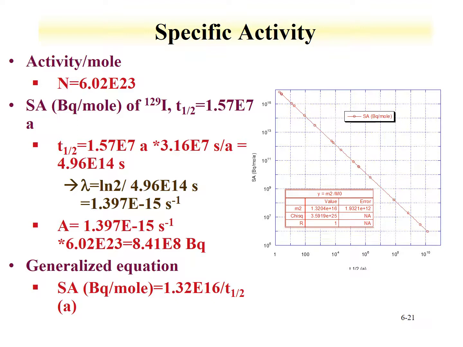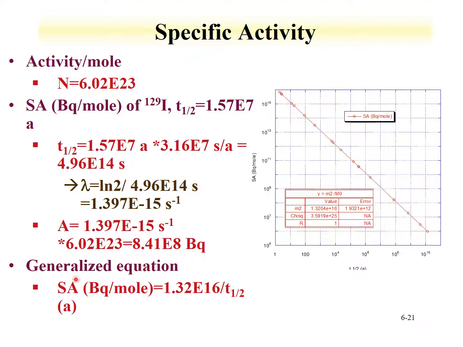And specific activity per mole is evaluated here. Let's say per mole is equal to 6.02 times 10 to the 23rd, so we fixed N. The specific activity, as an example of iodine-129 with this half-life, we just rearrange our equation. We get this half-life into seconds. We get the decay constant into inverse seconds. Activity equals lambda N, and it's going to always be a mole. We get so much activity per unit mole.